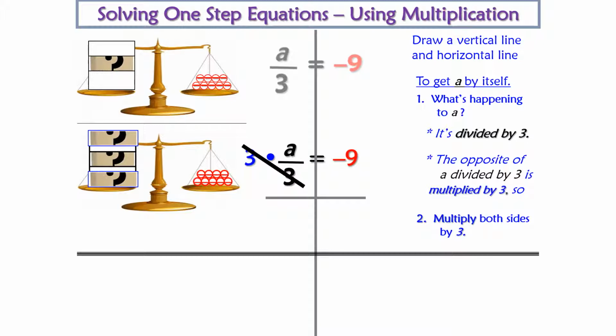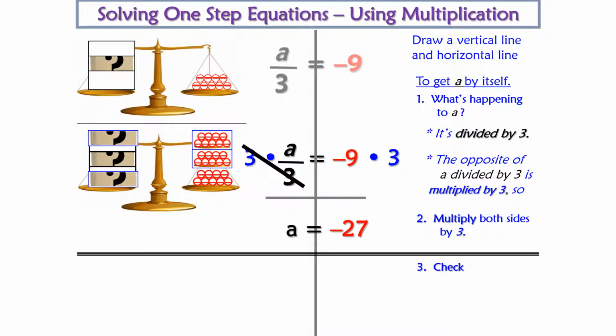Now, what you do to one side, of course, you've got to do to the other. So if we multiplied the left side by 3, let's multiply the right side by 3 as well. And if you count up all those negative counters, the solution you will get is a equals -27. Is that right? I don't know.